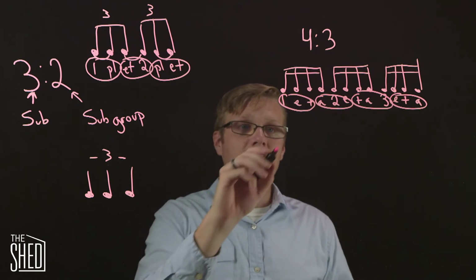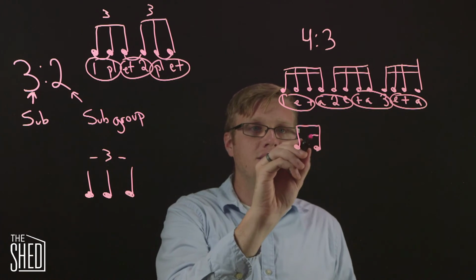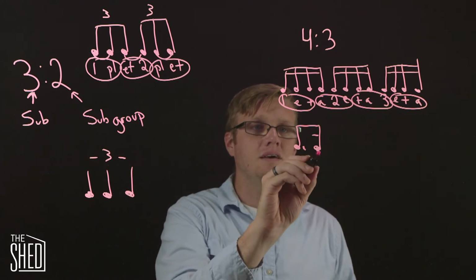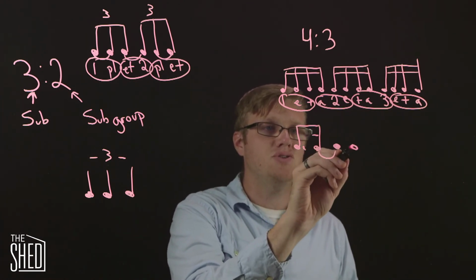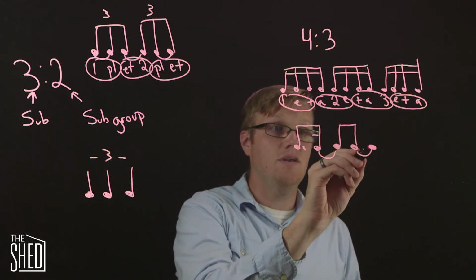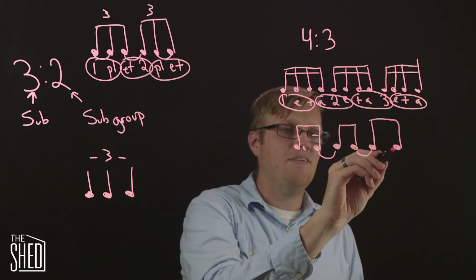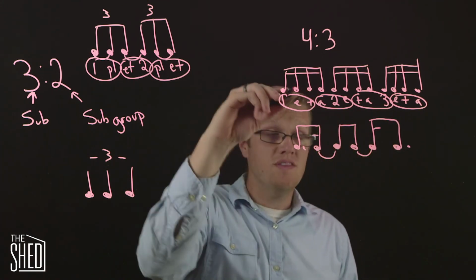If I was to rewrite out this rhythm, it would look like this. I would have a dotted eighth tied to a dotted eighth 16th. That 16th note would be tied to an eighth. That eighth would be tied to another 16th note, and then that would have a dotted eighth after it. That's what this rhythm looks like.